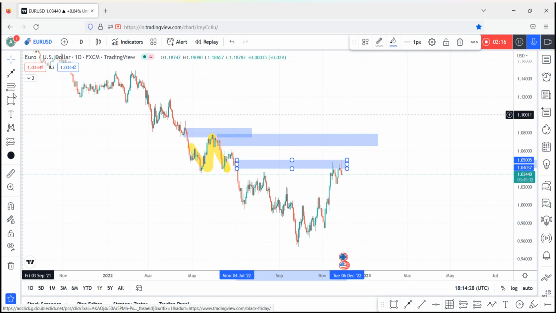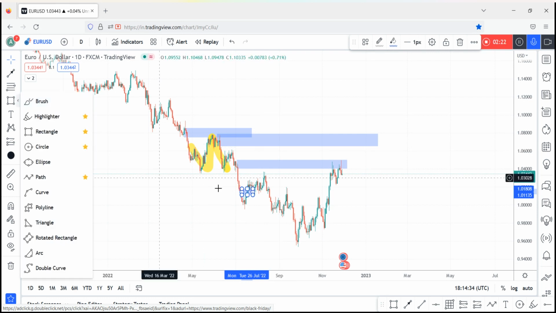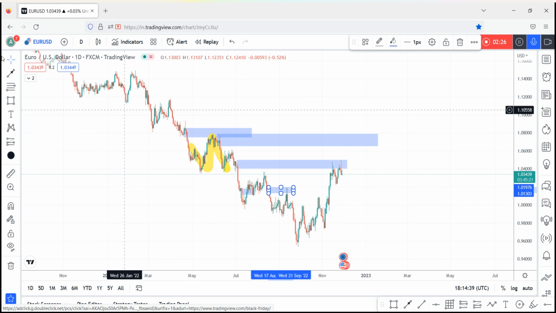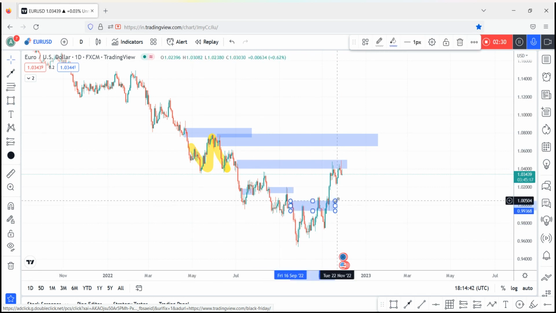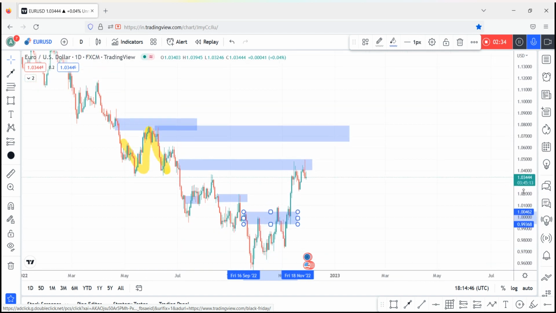This is mitigated by this zone, then price went down. This is mitigated by this zone, right? And this is mitigated by this zone. So this is how you can identify the mitigated and unmitigated zones.